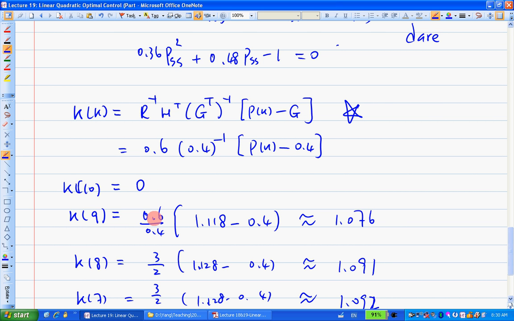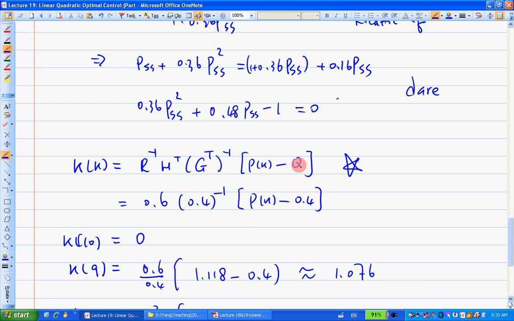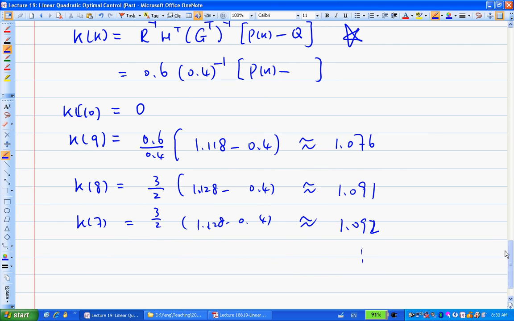If I put p of 10, because we know p of 10, which is 1. Oh, sorry. This is not minus g. This is minus q. So that'll change the numbers, right? 0.176. 0.19, or 191. 0.192. Okay. Good. There's no 1. It's all 0.